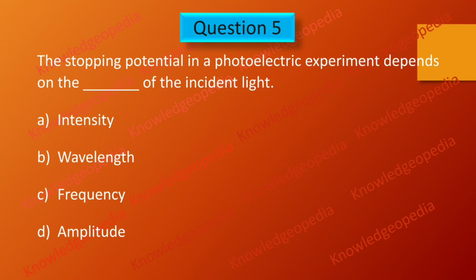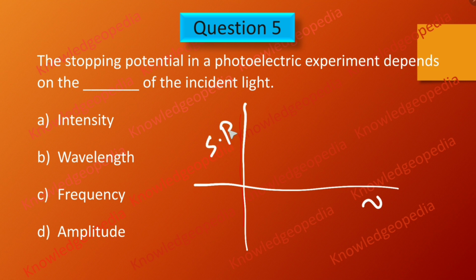Next question is, the stopping potential in a photoelectric experiment depends on the dash of the incident light. Intensity, wavelength, frequency and amplitude. As we have already discussed, if we plot a graph between frequency and stopping potential, the graph will come somewhat like this. Okay, so this is the threshold frequency. So here the question is, the stopping potential in a photoelectric experiment depends on, what will be the answer? That is the option C, frequency.